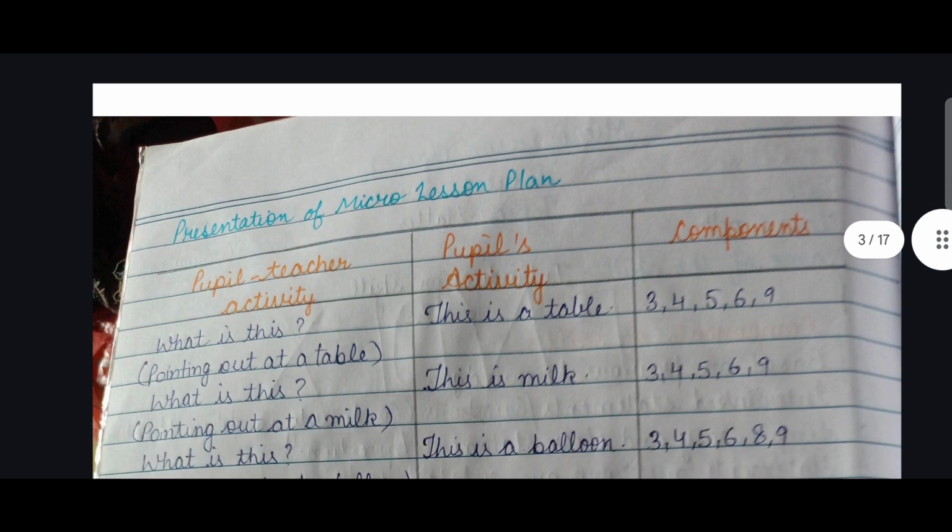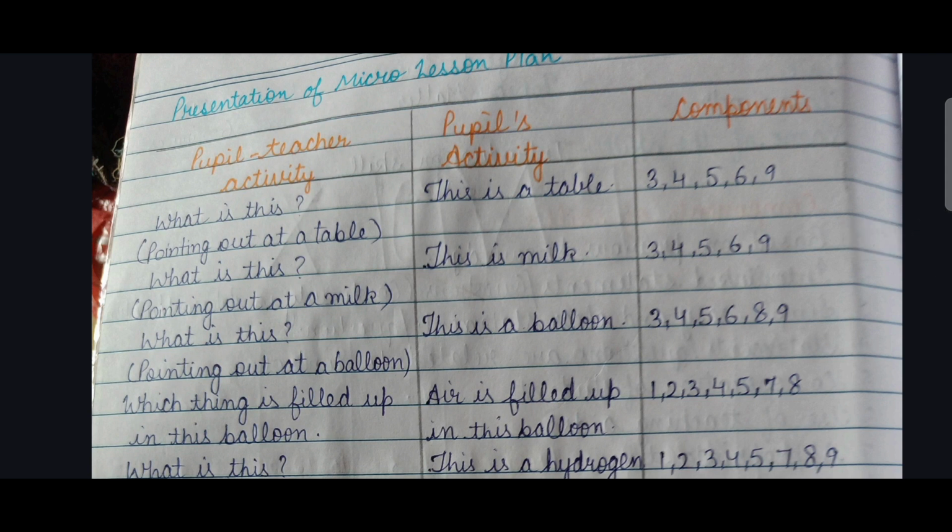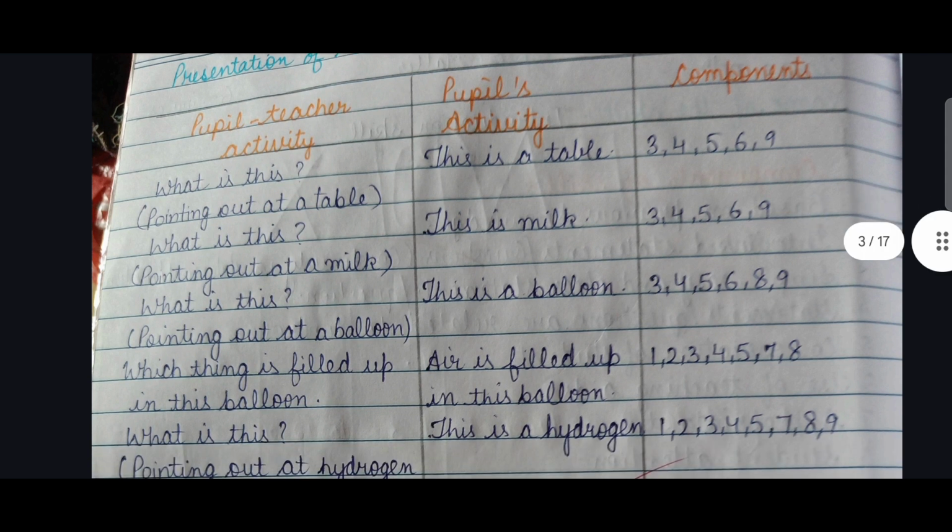Then is the presentation of the micro lesson plan. Here three columns are to be made: pupil teacher activity, pupils activity, and components. Now what is the pupil teacher activity? He or she will ask questions like, what is this, pointing at a table. Then, what is this, pointing at milk. And then, what is this, pointing at a balloon. So these types of questions are asked by the teacher using a teaching aid.